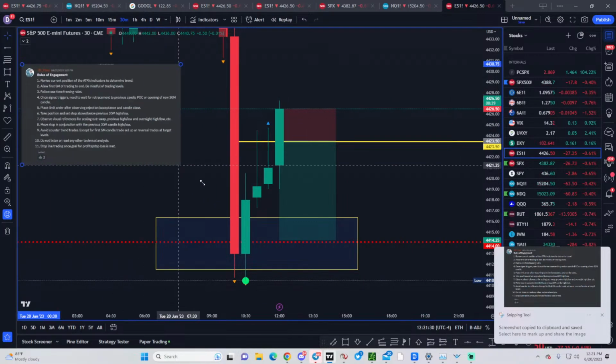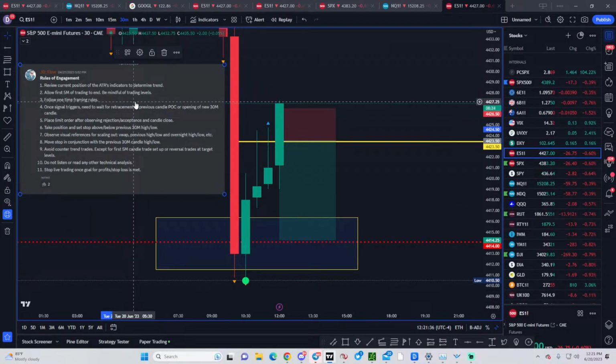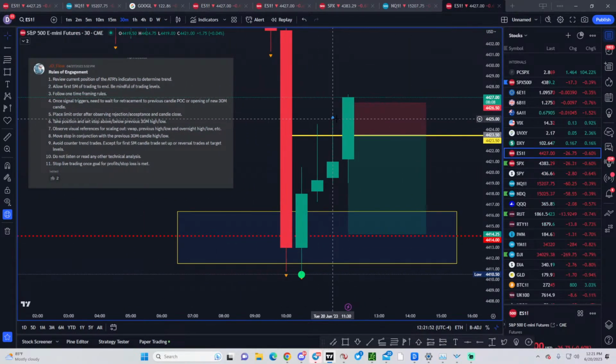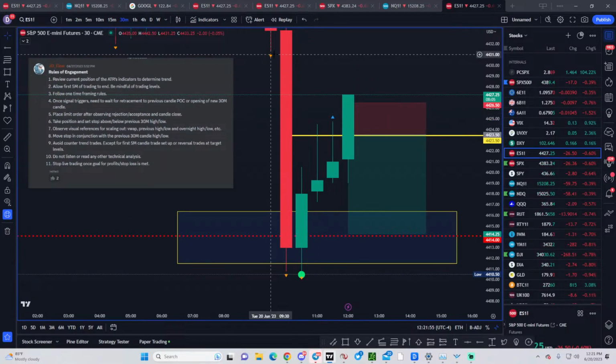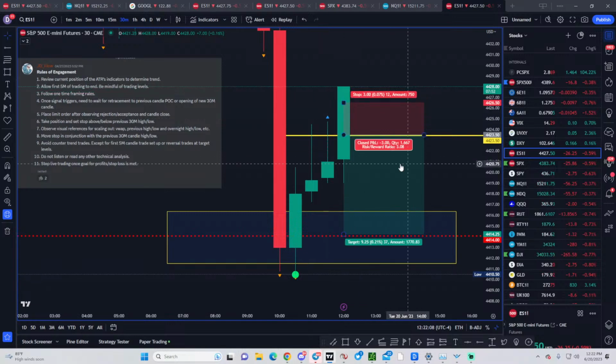You can see here, one of the rules is, number 3, follow one-time framing rules. Okay, follow one-time framing rules. I developed this indicator here that tells you which way we're framing. If you see a blue arrow, we're framing up. If you see an orange arrow or triangle, it means that we're framing down. As you can see right here, we're framing up because there's a blue arrow right here. So that means that we should be looking for opportunities to go long.